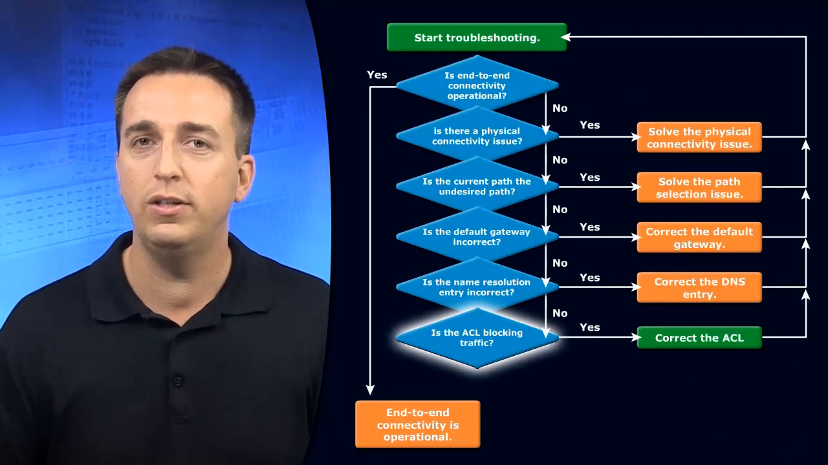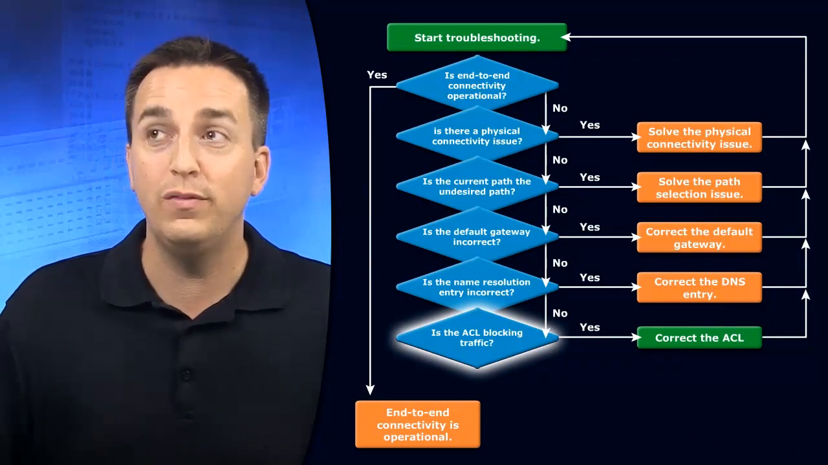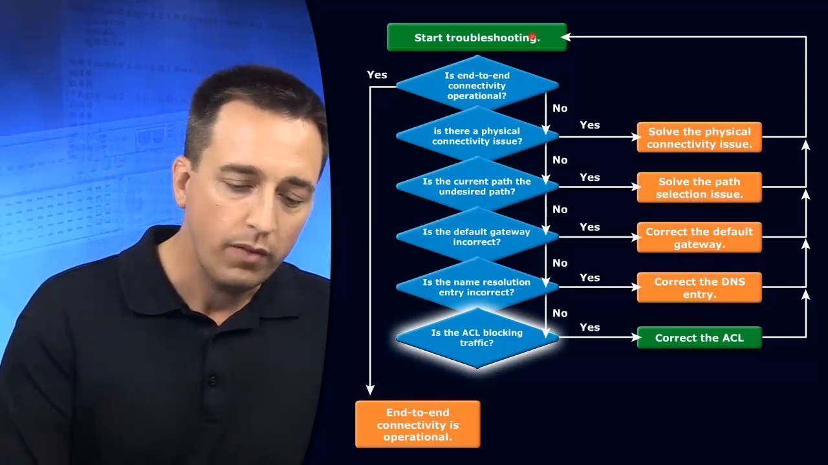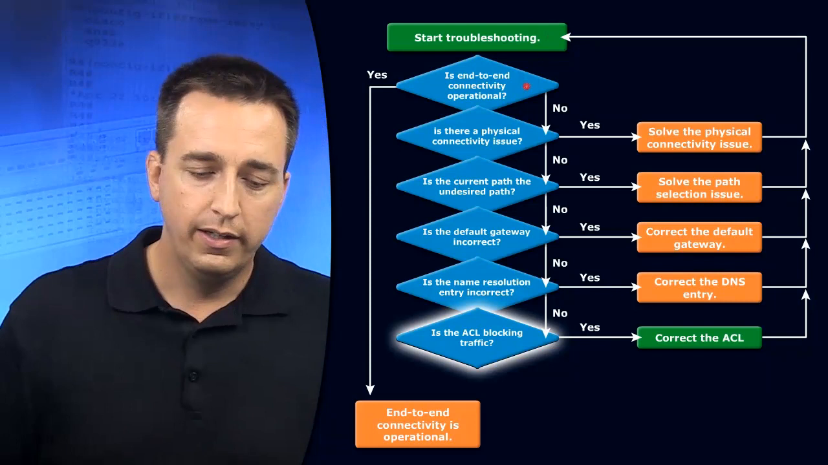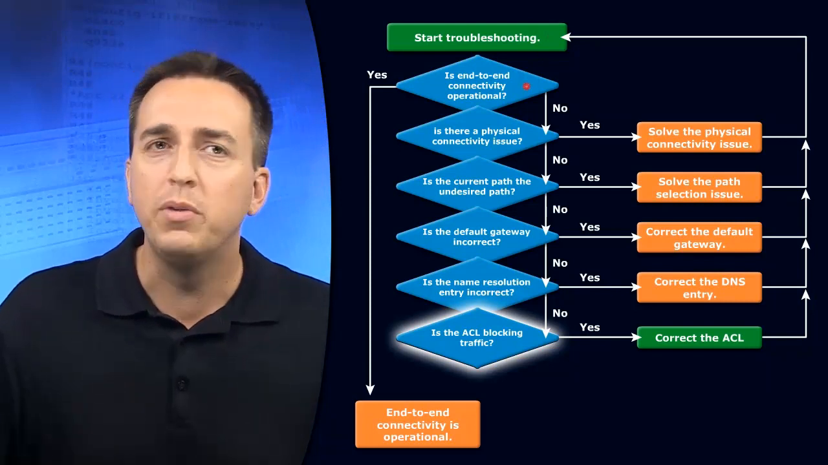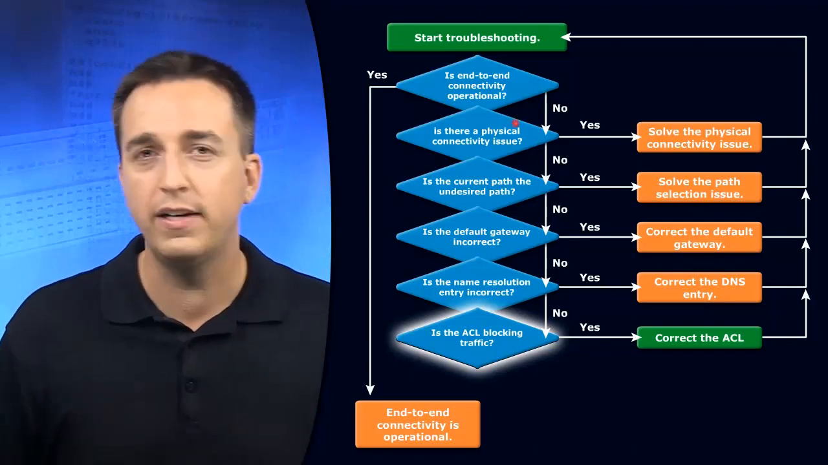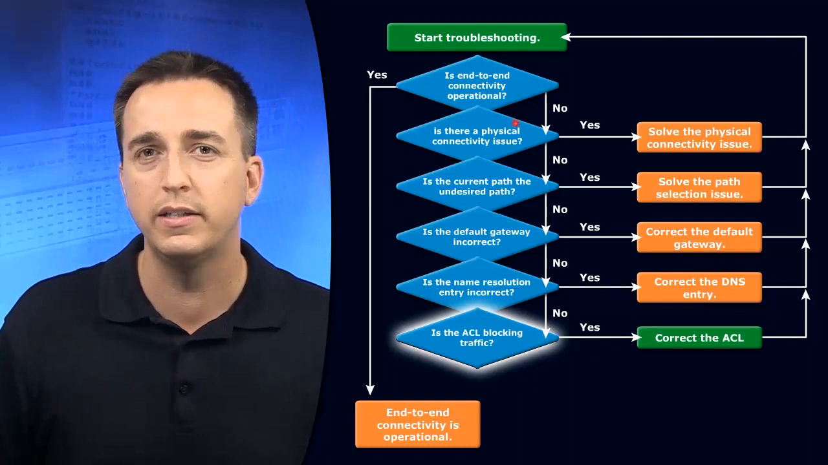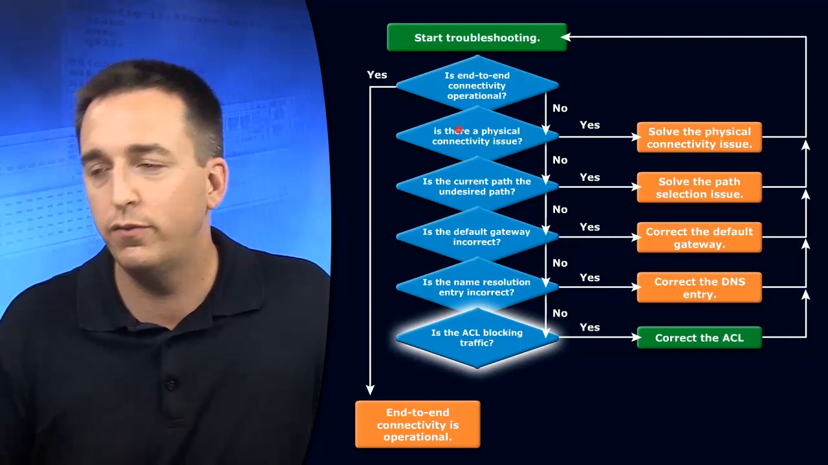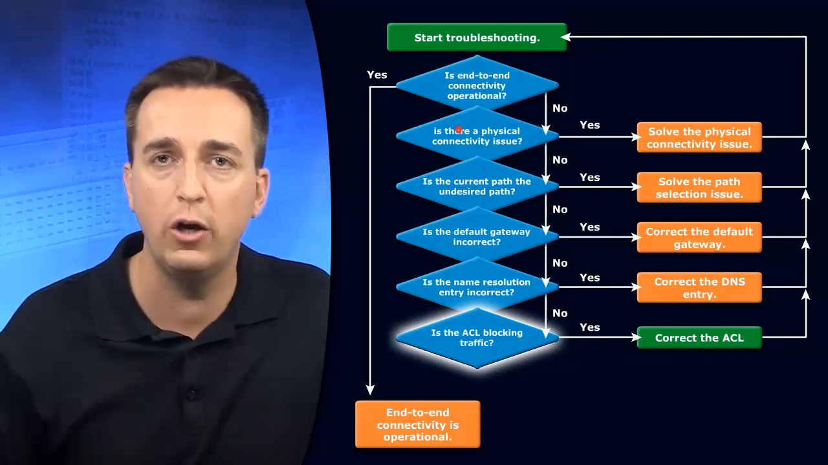But when it comes to troubleshooting ACLs, when in our troubleshooting process are we going to even consider ACL as an issue? Well, let's look at this flow chart. We have an issue and we start troubleshooting. Do we have end-to-end connectivity? Yes? Well, then there's no problem at all. But if we don't have end-to-end connectivity, do we have physical connectivity issues? That's layer one, isn't it? So is there a physical connectivity issue? Yes or no? Yes, fix it. No, move on.